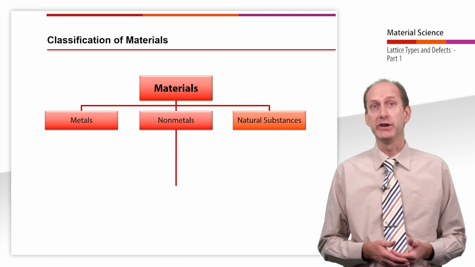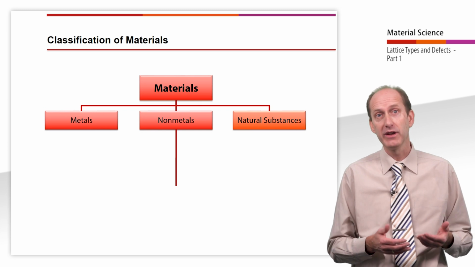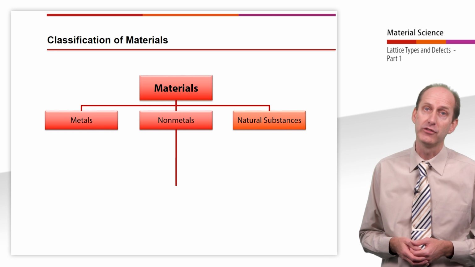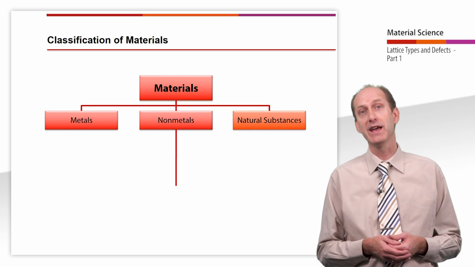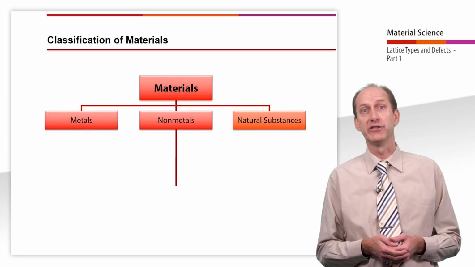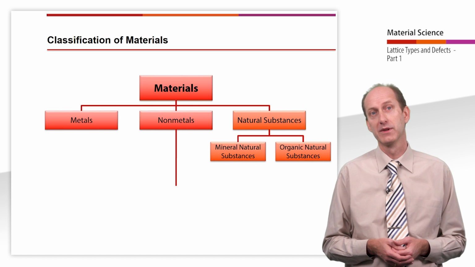We distinguish between three general categories: metals, nonmetals, and natural substances. Natural substances can be divided into mineral natural substances and organic natural substances. Materials such as wood, but also concrete, are natural substances.